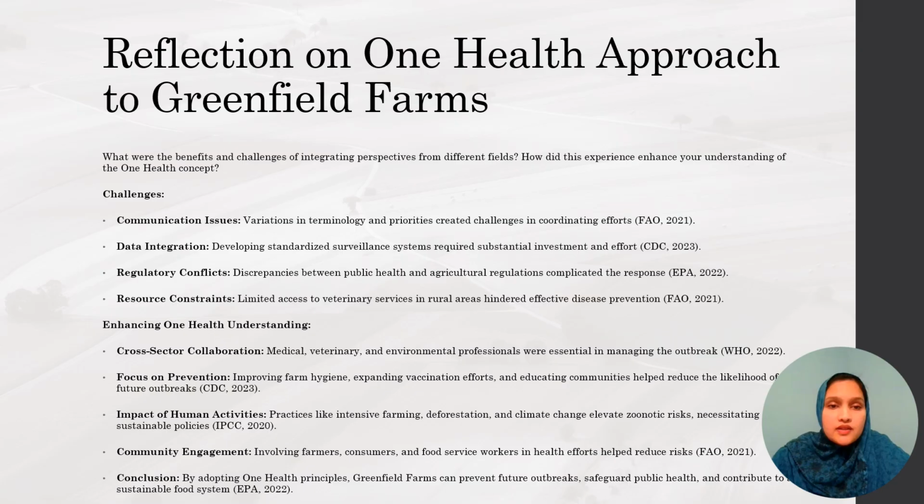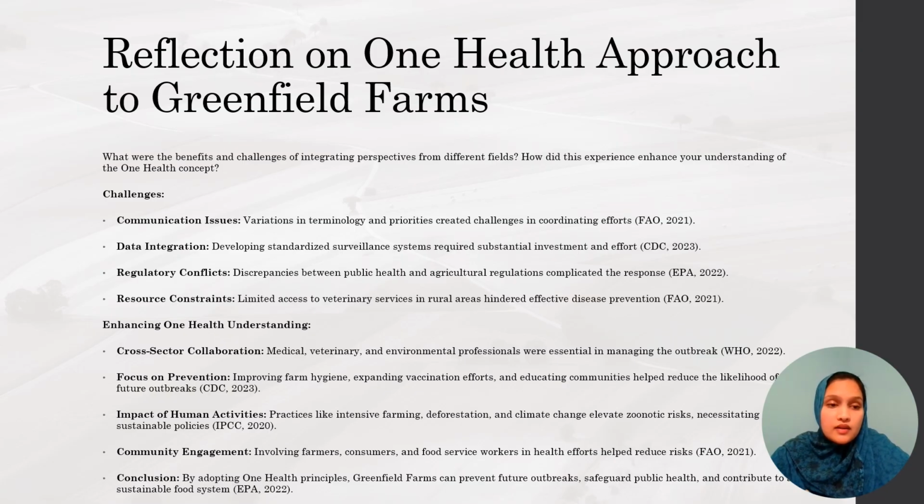Some challenges when applying the One Health concept to this scenario were communication issues. Variations in terminology and priorities created challenges in coordinating efforts. Data integration, which includes developing standardized surveillance systems, required substantial investment and effort, as well as regulatory conflict and resource constraints. Finally, enhancing One Health understanding.